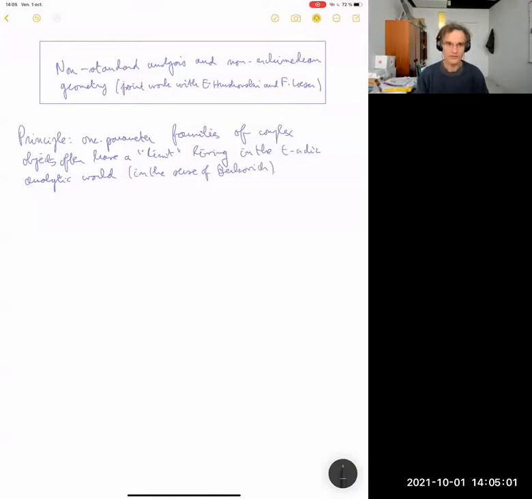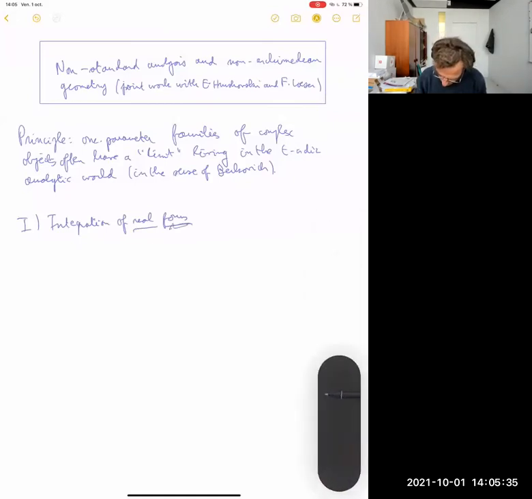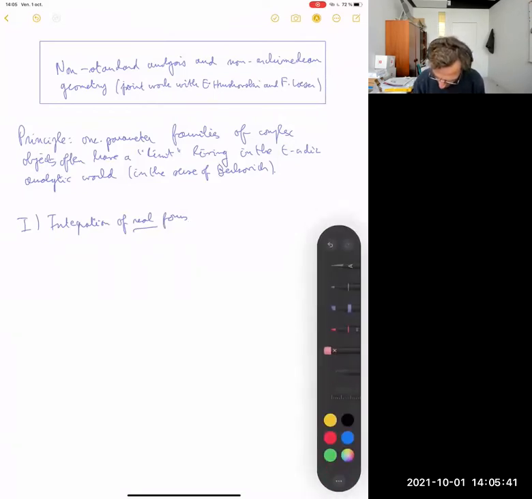So there are several instances of this principle, and I'm going to speak about one which concerns integrals. So let me first recall very quickly some facts about a theory of integration on Berkovich spaces, which was introduced by Chambert-Loir and myself. So first of all, integration of real forms on Berkovich spaces.